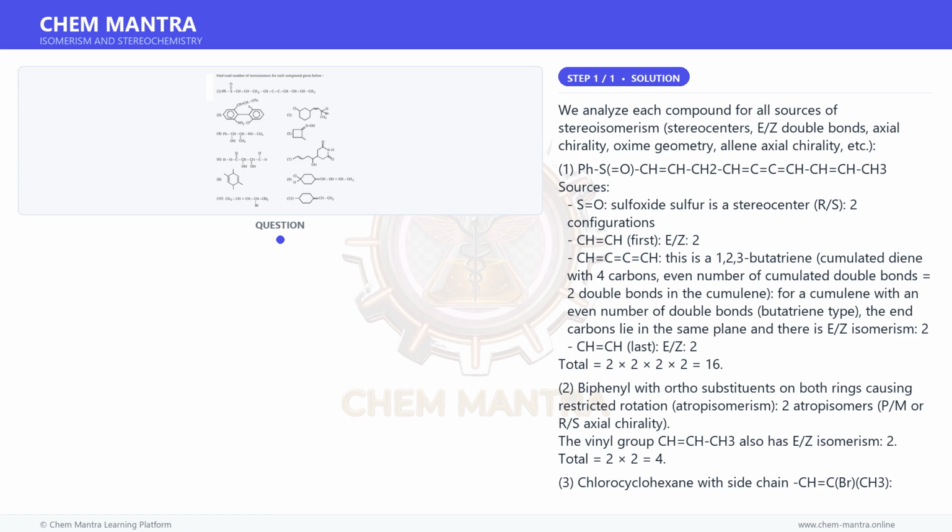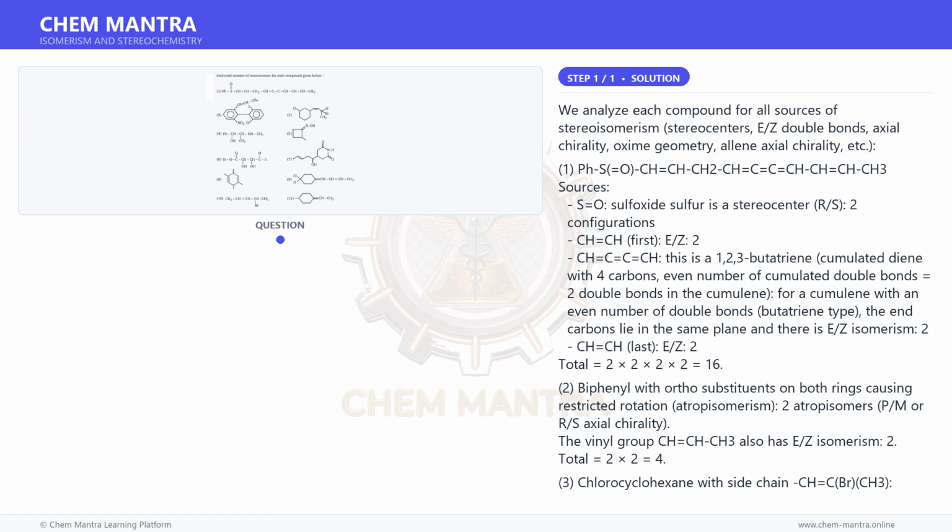CH=CH, first E/Z, 2. CH=C=C=CH, this is a 1,2,3-butatriene, a cumulated diene with 4 carbons, 3 cumulated double bonds. For a cumulene with an odd number of double bonds, butatriene type, the end carbons lie in the same plane and there is E/Z isomerism, 2. CH=CH, last E/Z, 2. Total is 2 times 2 times 2 times 2 equals 16.